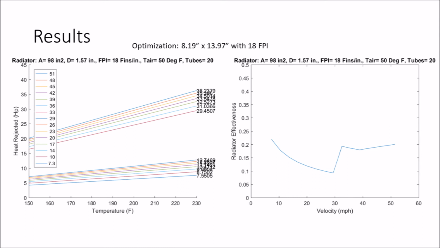inch. The graph on the left shows the heat rejection on the y-axis, the operating temperature on the x-axis, and the air velocity on the z-axis. The graph on the right is the radiator effectiveness plotted against air velocity. It shows the jump from laminar heat transfer to turbulent heat transfer at around 31 miles per hour. This is desirable because average track speed is about 35 miles per hour. This is where we would like to see the best performance.